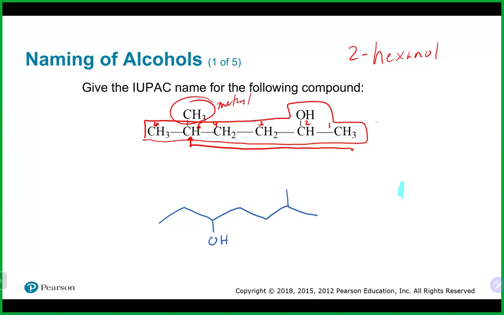Because we do have to lock in our numbering going in this direction, that means that our methyl group is actually at my really badly written 5, I think. So that is a 5-methyl 2-hexanol. Any questions on that one there?